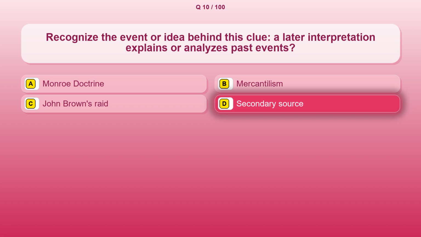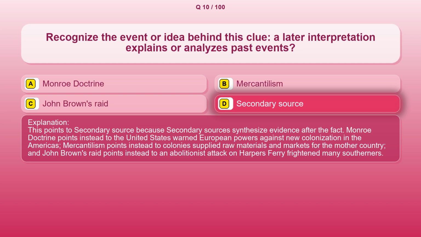The correct answer is option D, secondary source. This points to secondary source because secondary sources synthesize evidence after the fact. Monroe Doctrine points instead to the United States warned European powers against new colonization in the Americas.